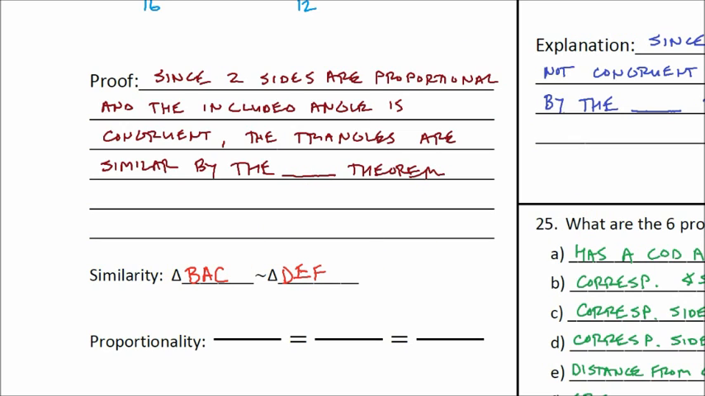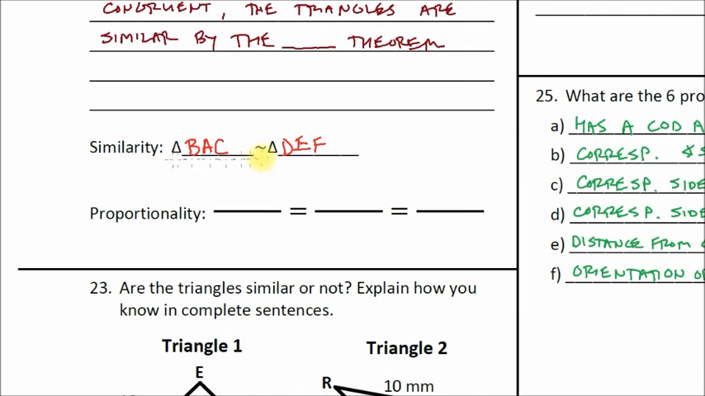And now let's write our proportionality. And that one's easy. Now that we have the triangle similarity statement, we just put BA over DE is equal to AC over EF. And that's equal to BC over DF.